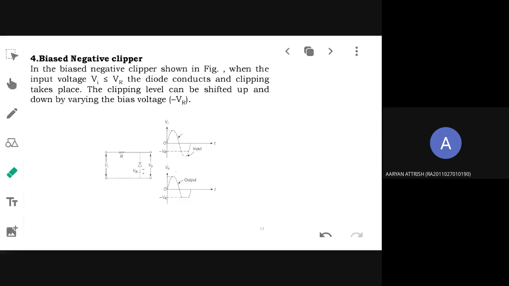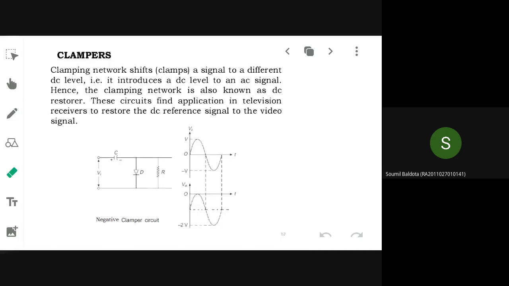If you put V reference to 0, will that be a biased clipper or an unbiased clipper? Unbiased clipper. If you set V reference to some value, it will be a biased clipper. Okay. Now one more application is called a clamper. A clamper is also called a DC restorer.